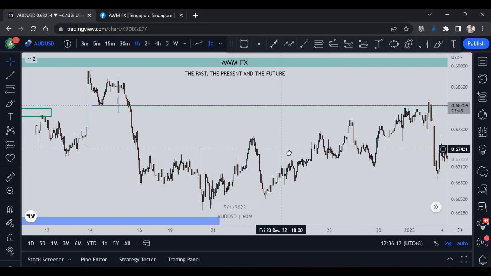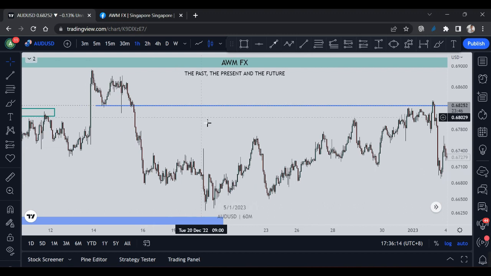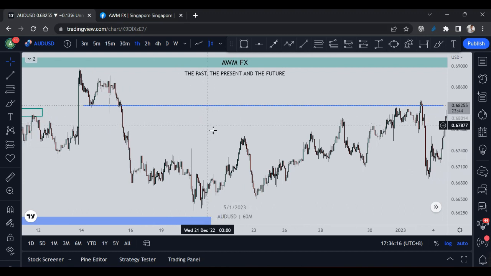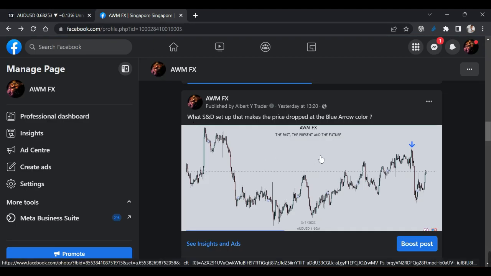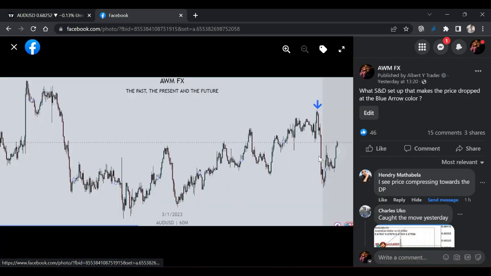Alright, so basically today my topic is about these setups right here. This was one of my posts in my group. I asked about the S&D setups that make the price drop right there.